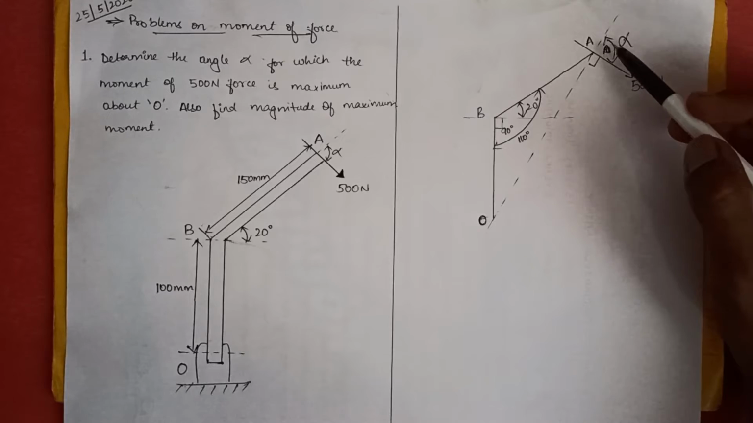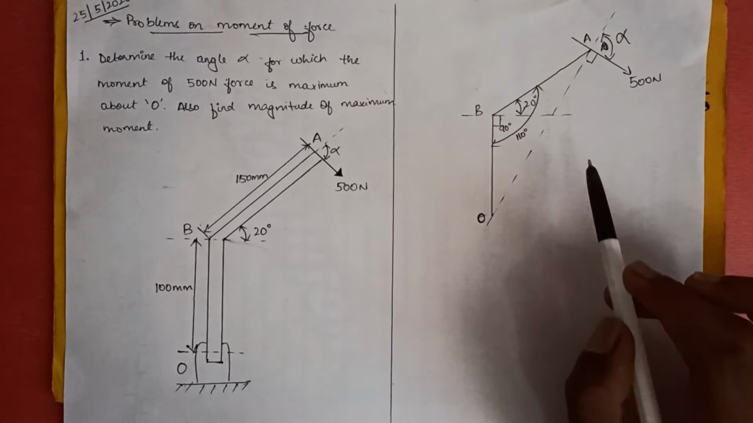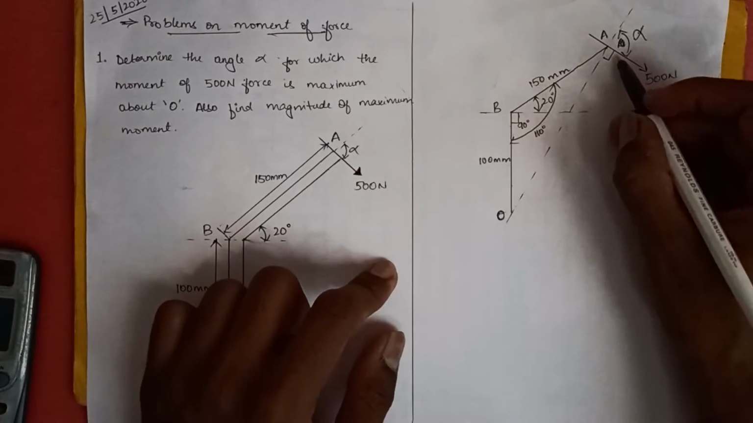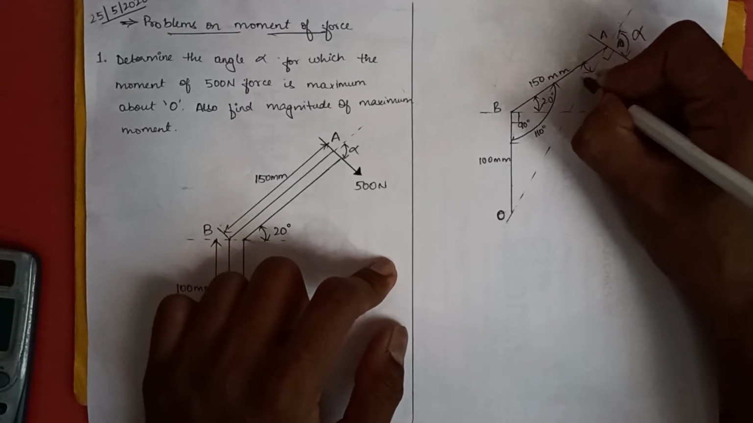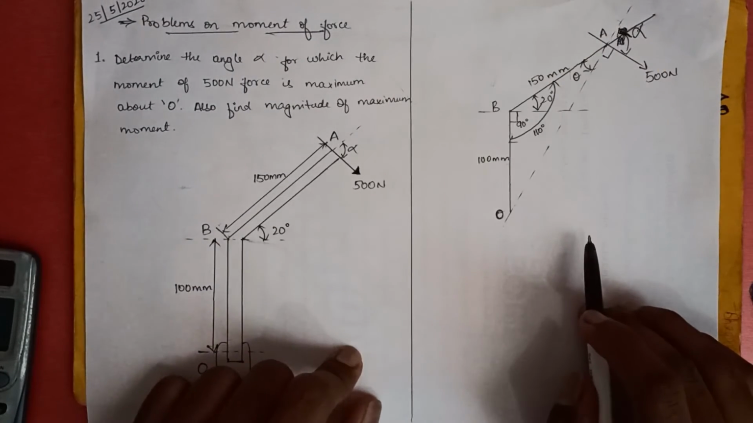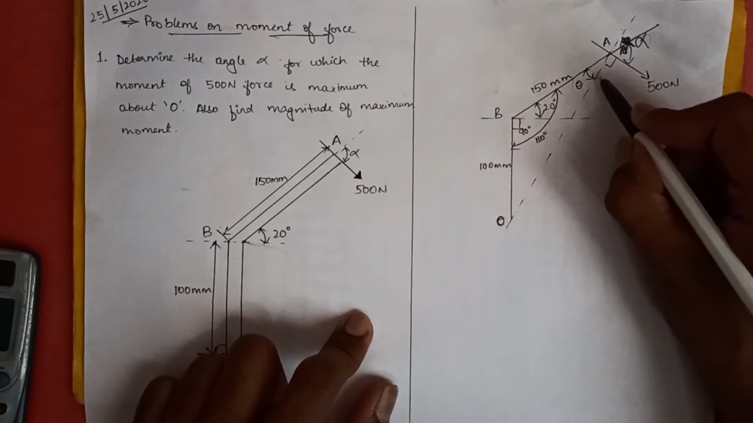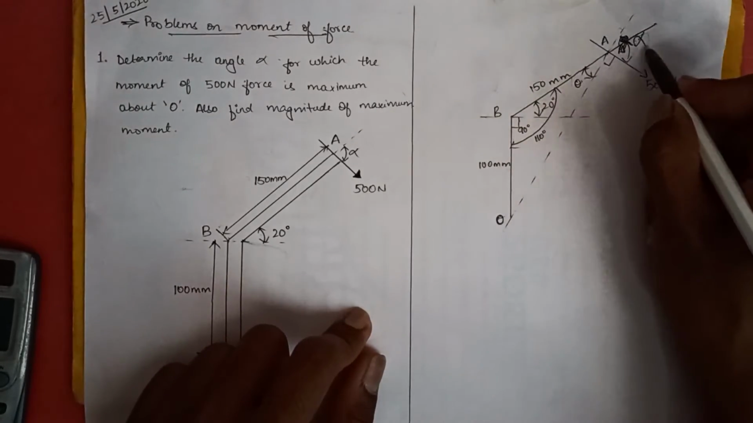We need to find angle alpha now. The first step will be to draw this diagram. To find alpha, we need to find this angle over here. Let's consider this angle to be theta. This we can do by using the cosine rule. Using the angle sum property of a straight line, we can find alpha as well.